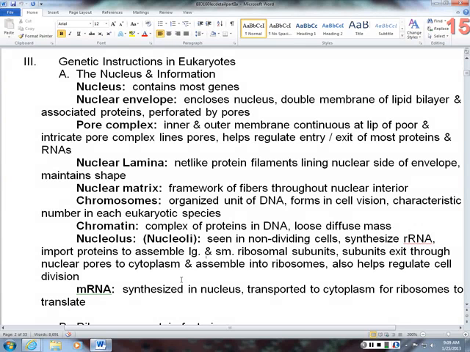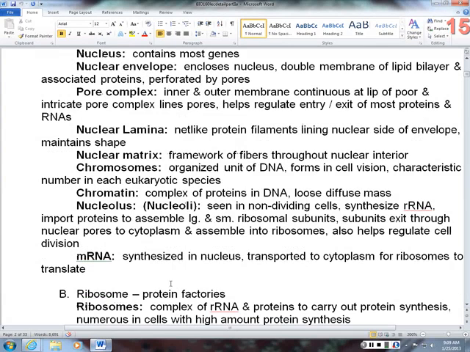Your nucleolus, or if it's multiple, we call it nucleoli, is seen in the non-dividing cells. It will go away when a cell starts to divide. It's going to synthesize your rRNA, which is ribosomal RNA. It's going to help to import proteins into there to assemble the large and small subunits of the ribosomes. And then they're going to exit through the nuclear pores out to the cytoplasm and assemble into full-size ribosomes. The nucleolus also is going to help to regulate cell division.